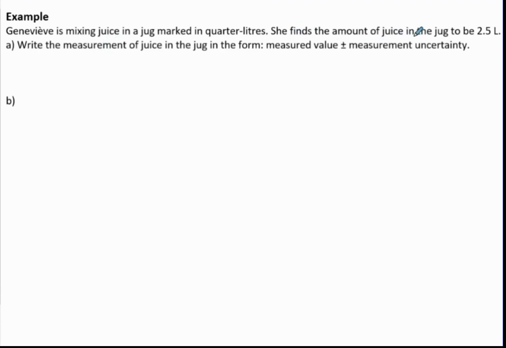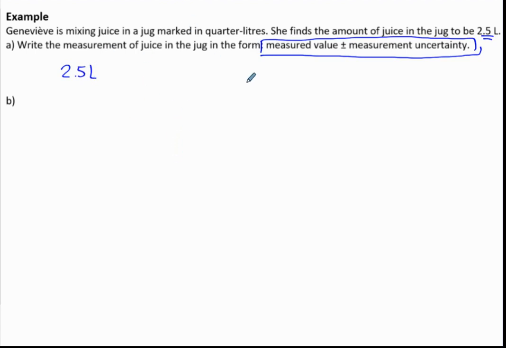Next example, we have Genevieve mixing juice in a jug marked in quarter liters. She finds the amount of juice in the jug to be 2.5 liters. And we are going to write the measurement of juice in the jug in the form of measured value plus or minus the measurement uncertainty. She finds the amount of juice in the jug to be 2.5 liters. That is our measured value. So our measured value is 2.5 liters.